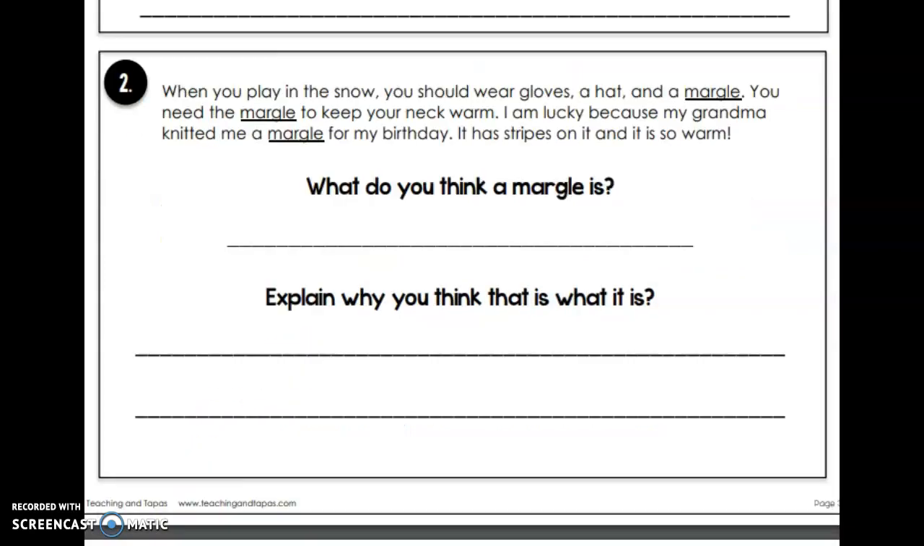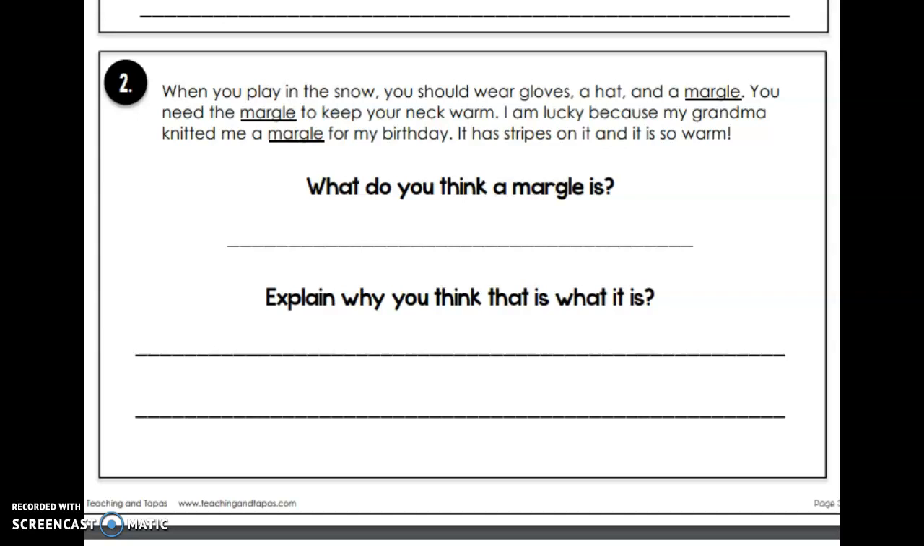Number 2, when you play in the snow, you should wear gloves, a hat, and a margle. You need the margle to keep your neck warm. I am lucky because my grandmother knitted me a margle for my birthday. It has stripes on it and it is so warm. So we're trying to figure out, what does the word margle mean?